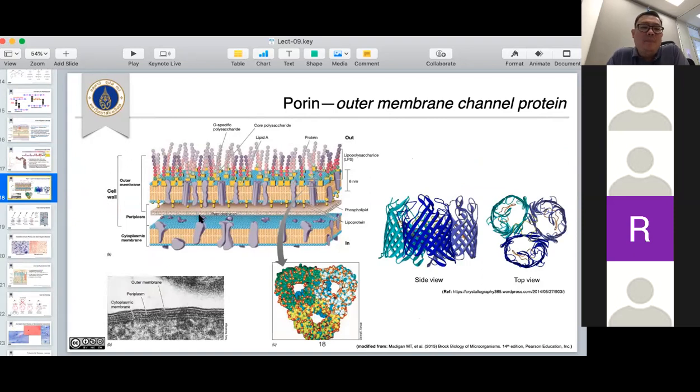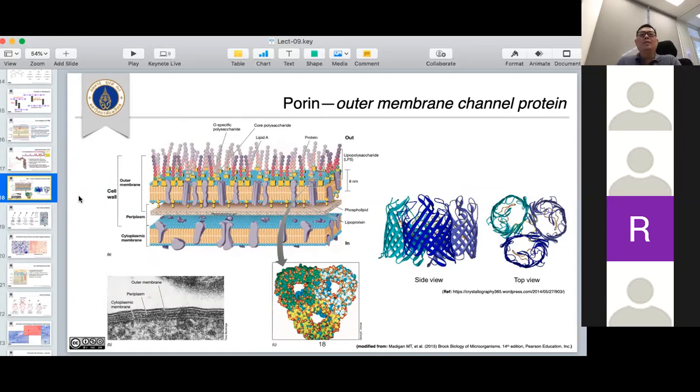Then porin protein. Porin is part of the gram-negative outer membrane. Here, each one is a beta barrel, but 3 barrels are packed together. So one porin protein contains 3 channels. Substances will pass through the 3 channels. This is the function of porin.